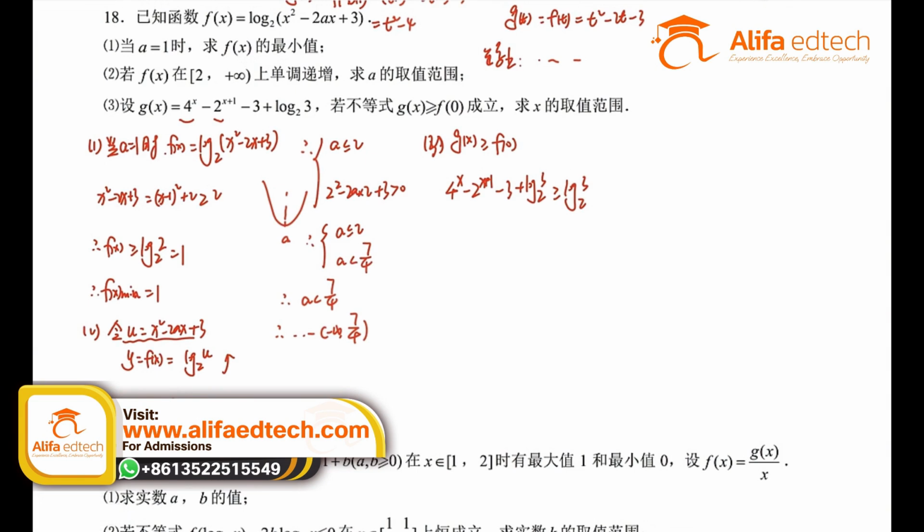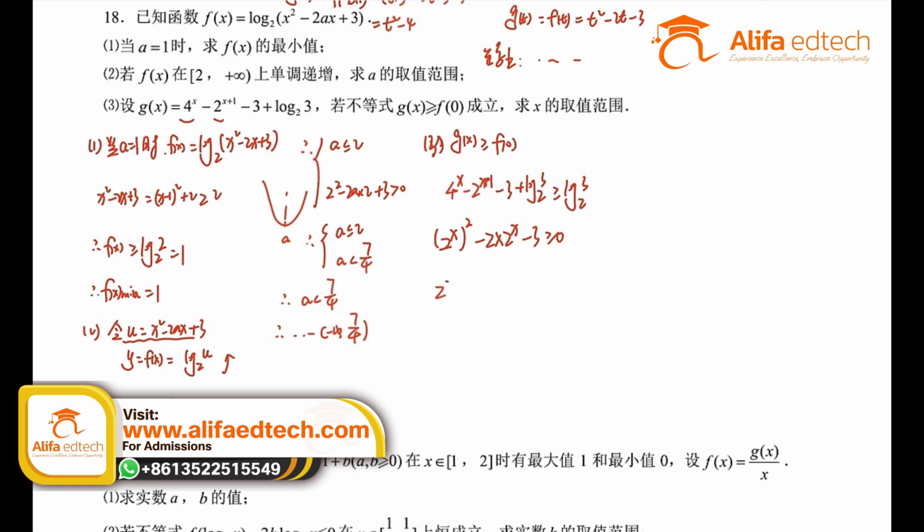so log base 2 of 3 and log base 2 of 3 cancel out. So this means 4 to the power of x can be written as 2 to the power of x squared, then minus 2 to the power of x plus 1, which is 2 times 2 to the power of x, then minus 3. And what does that have to be? Greater than or equal to 0. If you treat 2 to the power of x as a single entity, it's just what we call a quadratic inequality in terms of 2 to the power of x.